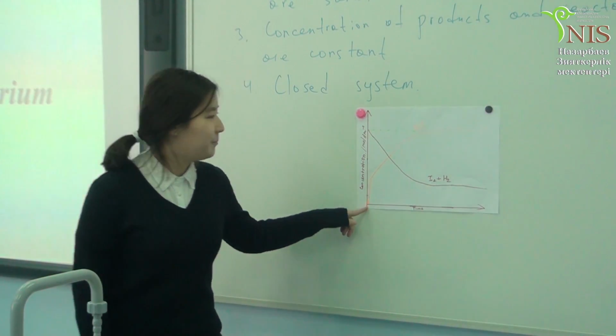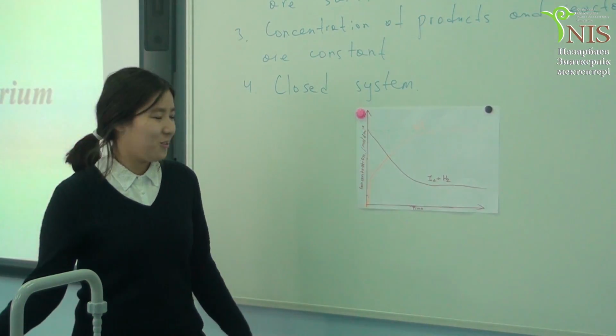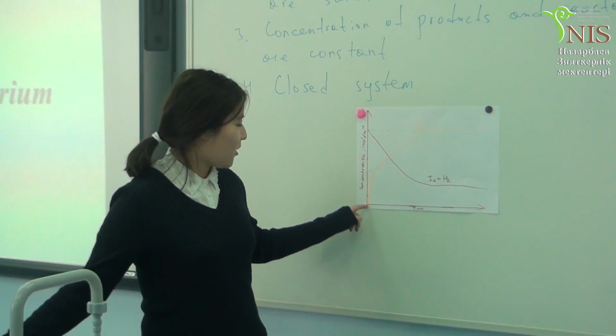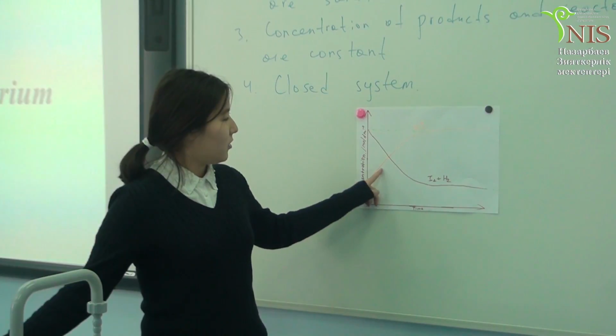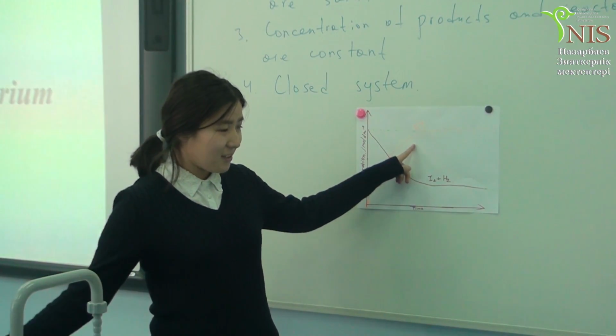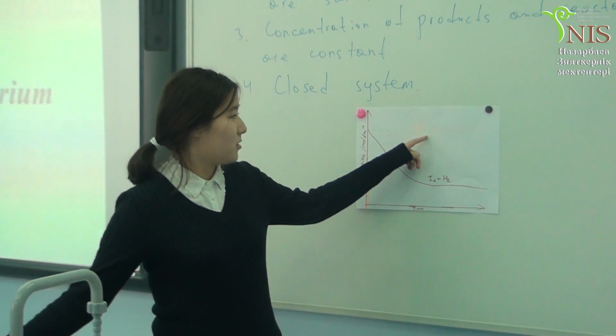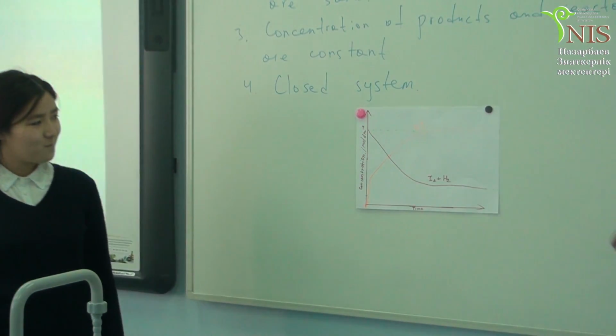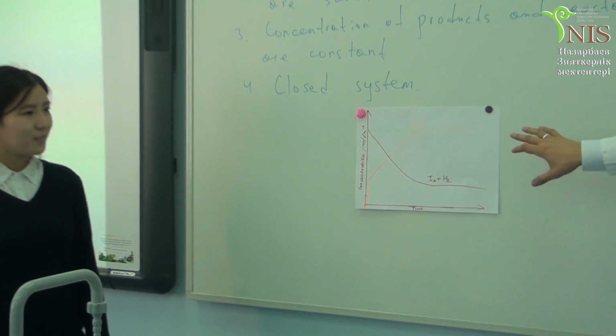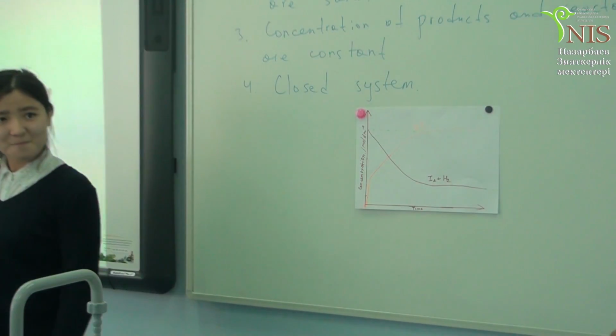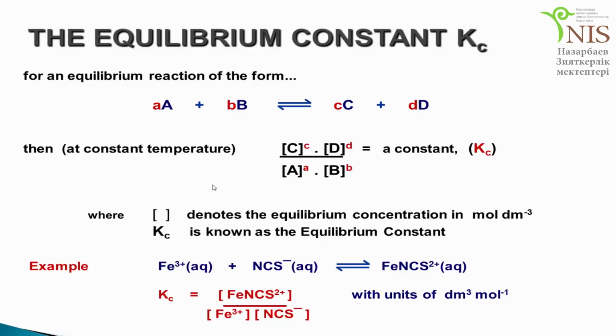Very nice. And the concentration of hydrogen iodide starts with 0 and increases and will be constant at the equilibrium. Very nice. And then it will remain unchanged. Very nice. Thank you. Now let's see what the equilibrium constant is.